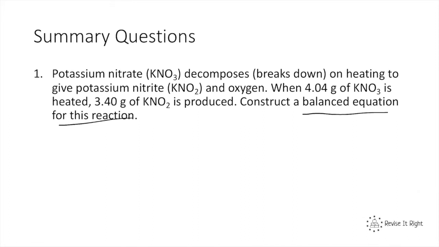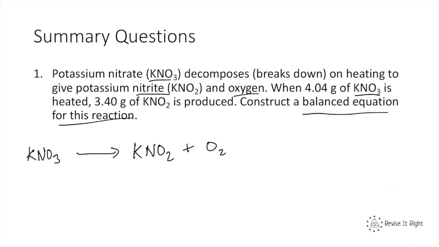So here we've got potassium nitrate, which is KNO3, decomposes, it breaks down to form potassium nitrite, which is KNO2, plus oxygen, which is O2. So that is going to be our equation. The next step, what we need to do is we need to write down the masses given underneath.